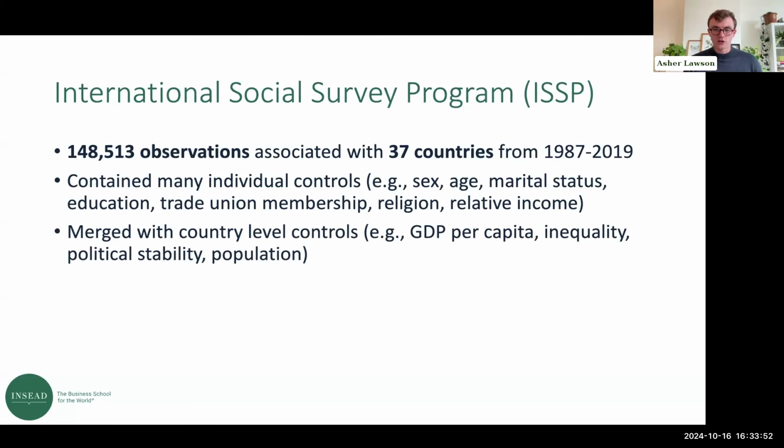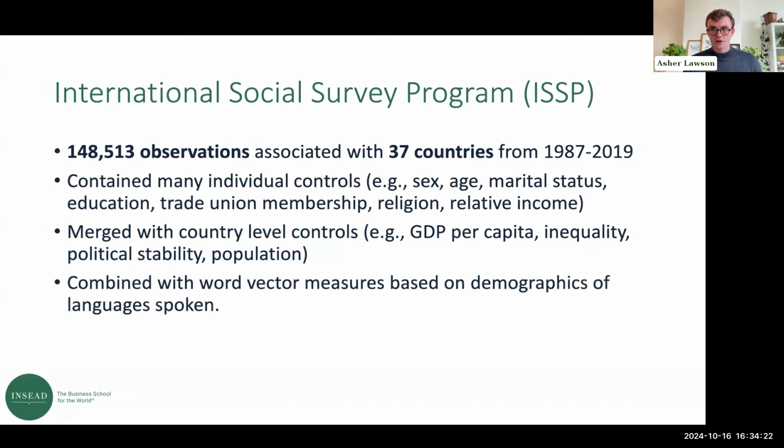We merged these with country-level controls. So in addition to all of that information about those specific people, when we think about what country, what climate were they in, we have GDP per capita, the actual economic inequality captured by Gini, population, political stability. There are many others as well. So we have this whole big set of controls that mean we think we can quite accurately capture both the national context economically, as well as that person's personal economic context.